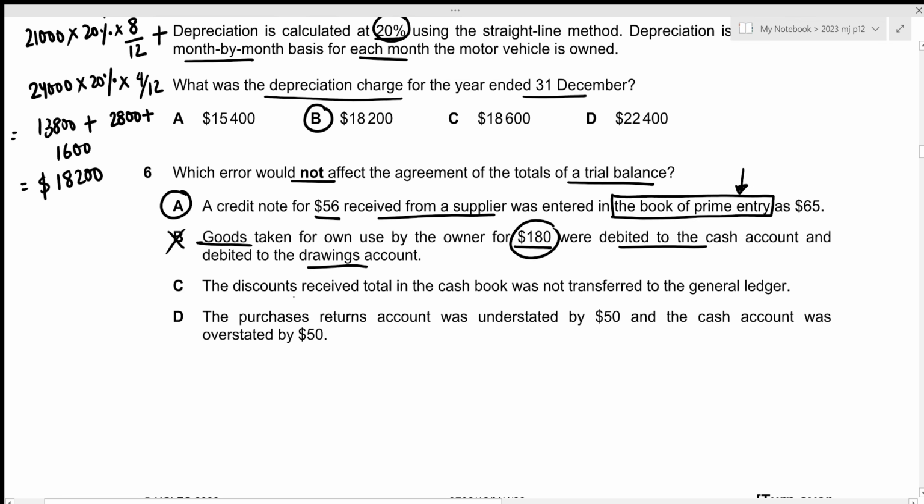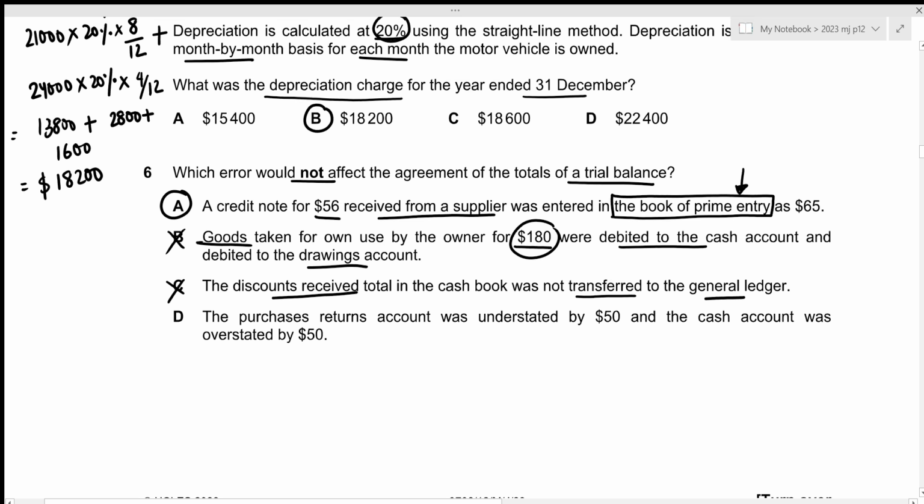Then the third one is the discounts received total in the cash book was not transferred to the general ledger. If we did not transfer the total for discounts received in our general ledger, it just means that the trial balance will not include our discounts received, which will be reflected in the total. So this is incorrect as well.